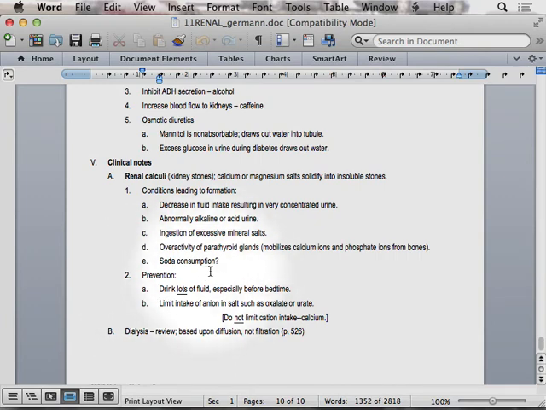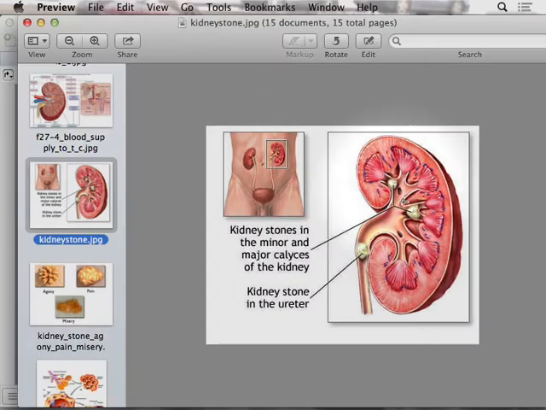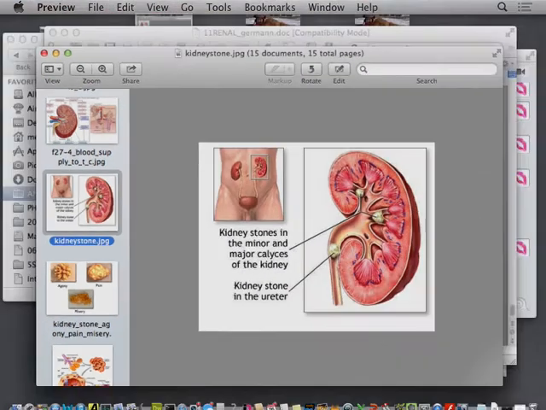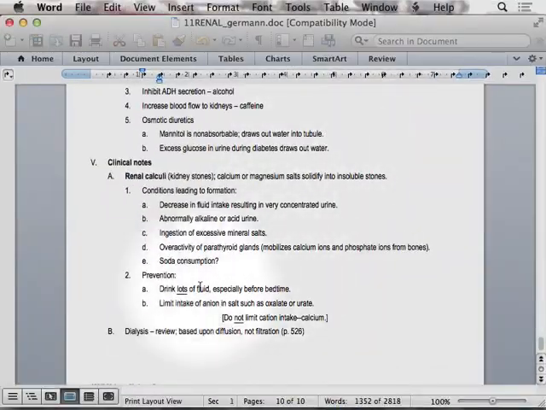Anyway, drink lots of fluid, especially at bedtime. Sounds really irritating, but I think peeing in the middle of the night is less irritating than a kidney stone. The problem with nighttime is that you're not going to pee for a while, so whatever concentrated stuff you have in there will sit in your kidneys for a little while, and they're more likely to crystallize. And limit intakes of certain salts like oxalate and urate, but don't limit intake of calcium because of nervous system, blood clotting, that kind of stuff.